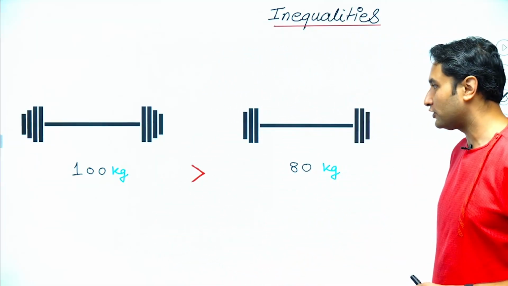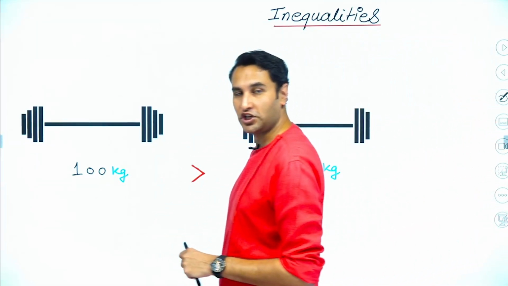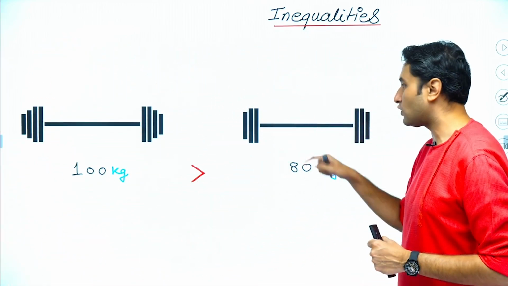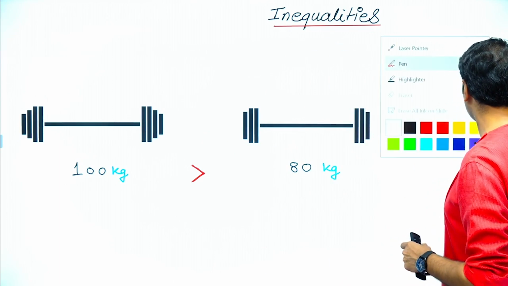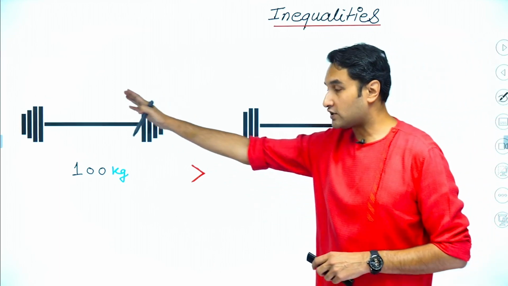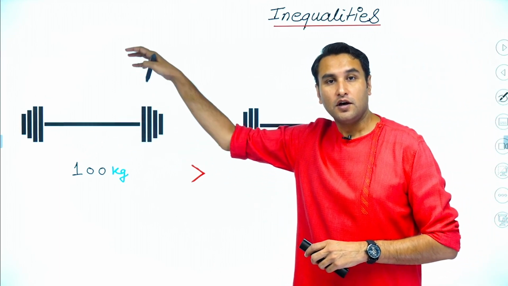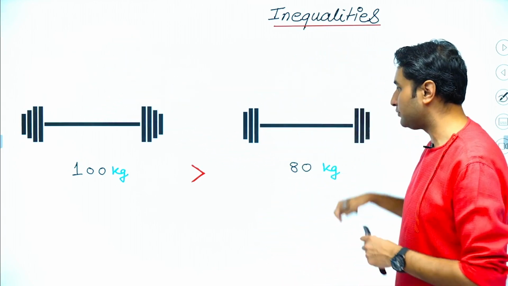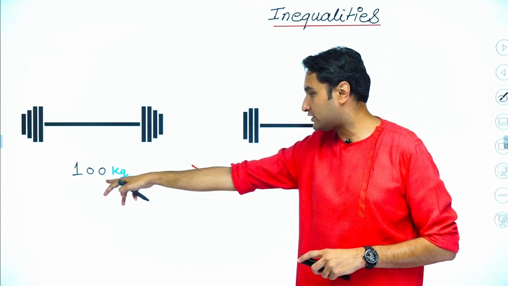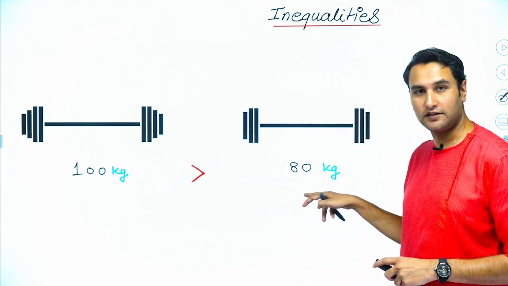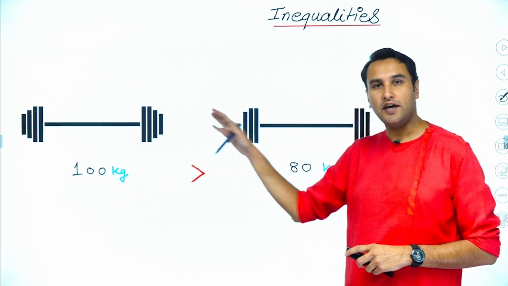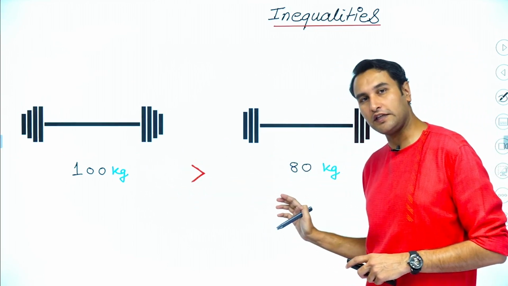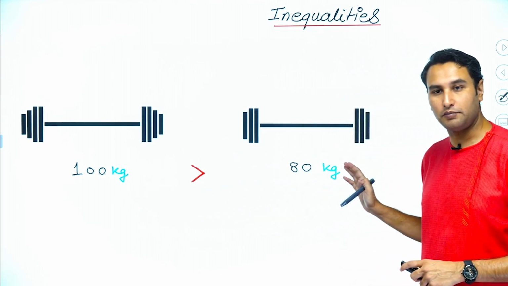So Mr. Strong and Mr. Shaky, they lift barbells. What do we call these? These are called barbells. So they lift these two barbells, right? Mr. Strong lifts a higher weight or more weight as compared to Mr. Shaky. So 100 kgs is greater than 80 kgs. What Mr. Strong lifts as compared to what Mr. Shaky lifts, right? So focus on the inequality. A is greater than B.